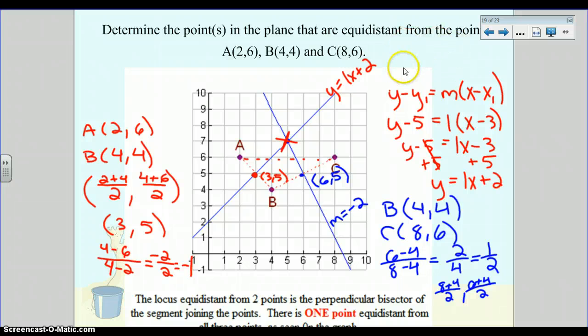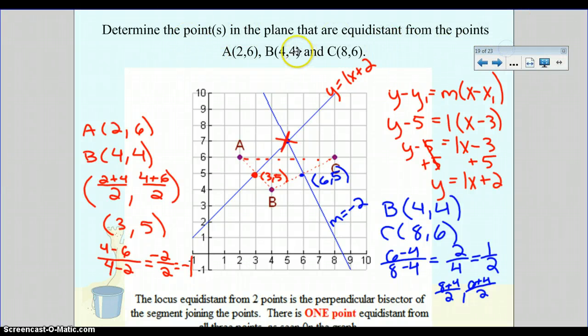Our next example, determine the points on the plane that are equidistant from the points A, B, and C. So our first step would be to plot points A, B, and C. So we have our A, we have our B, we have our C. So equidistant from 2 points, we know is going to be the perpendicular bisector. So we need equidistant from all 3 points.